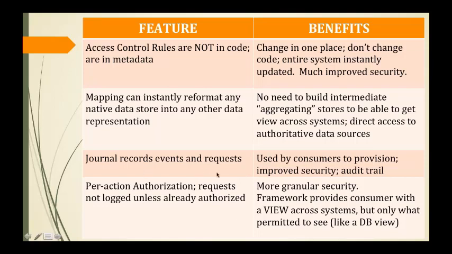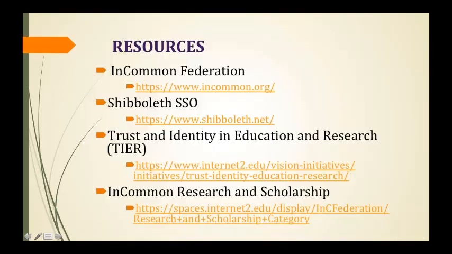There's journaling of all events and requests, which provides improved security and an audit trail. And there's per action authorization, so things aren't logged unless they're already authorized. There's a separate log for failed access attempts, so if something fails, you have one place to look. Because the policy decision point is ahead of the actual action, when you see something in the log, it's happened. So it gives you much more granular security. And that is what I wanted to cover today.